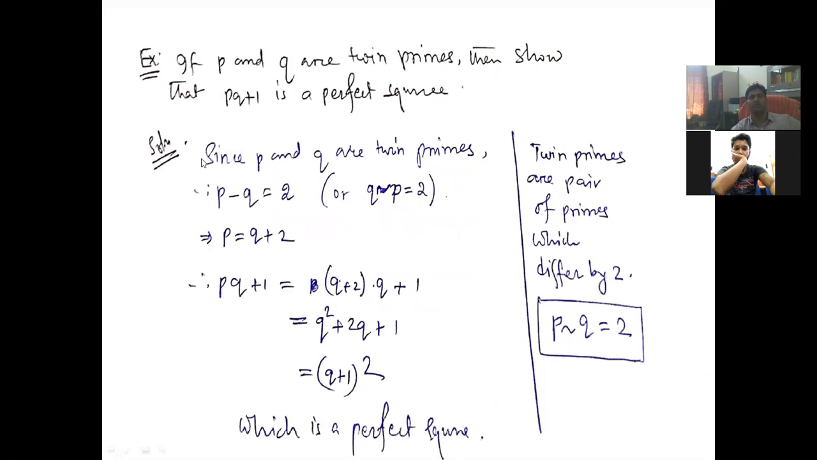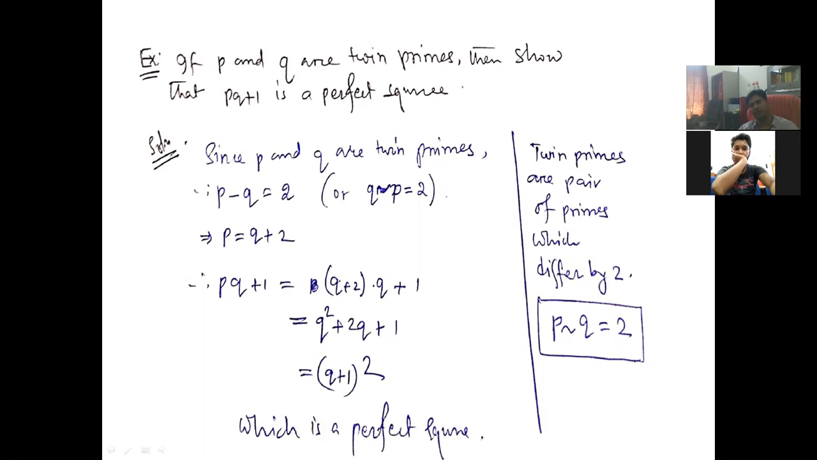Okay, so if P and Q are twin primes, then show that PQ plus 1 is a perfect square. Since P and Q are twin primes, P minus Q equal to 2. Twin primes इसे कहते हैं कि दो प्राइम्स के डिफरेंस 2 होना चाहिए. Q minus P जो है वो 2 होना चाहिए. सपोज Q बड़ा है, इन दोनों का डिफरेंस 2 होना चाहिए, उसे ट्विन प्राइम्स कहते हैं. Difference between these two is 2.